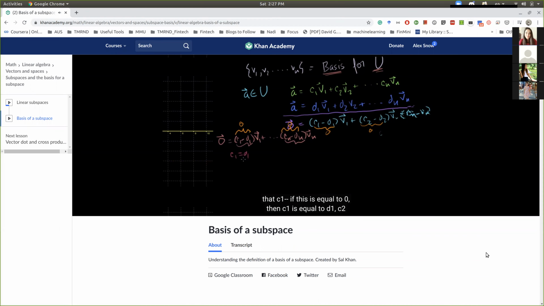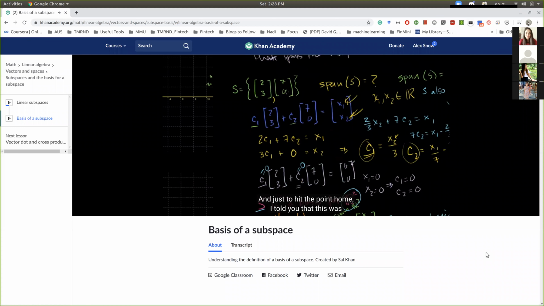And just to hit the point home, I told you that this was a basis for R2. And my next question is, and I just want to backtrack a bit, if I just added another vector here, if I just added the vector 1, 0, is S now a basis for R2? Well, no. It clearly will continue to span R2, but this guy is redundant. This guy is in R2.